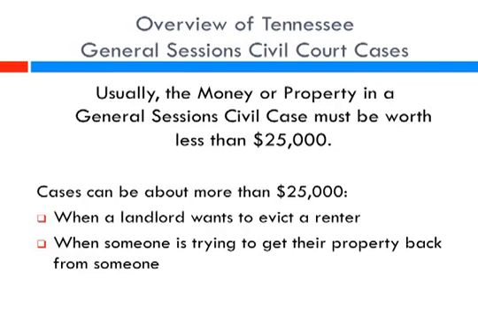That means the money or property in the case is worth less than $25,000. But sometimes the amount of money involved in a General Sessions civil case can be more than $25,000. General Sessions civil courts can hear any case in which a landlord is trying to evict a renter, even if the landlord is claiming that the renter owes more than $25,000 in back rent. General Sessions civil courts can also hear any case in which someone is trying to get their property back from someone else, even if that property is worth more than $25,000.